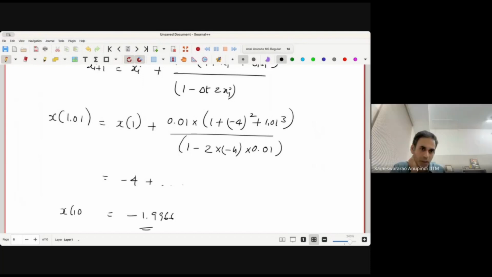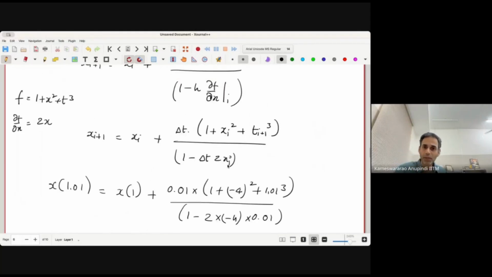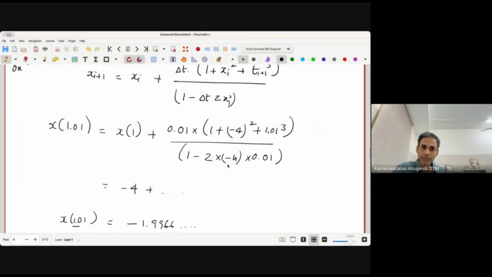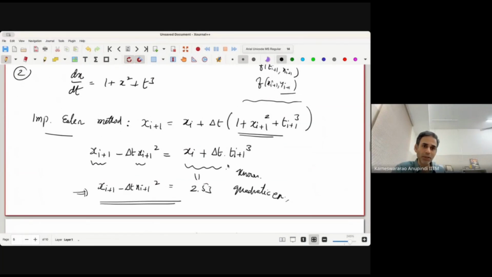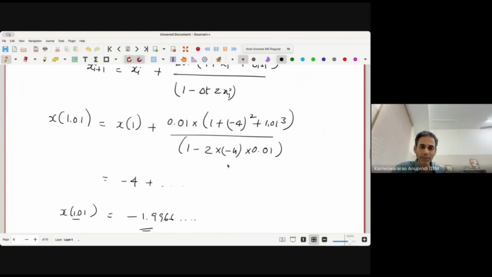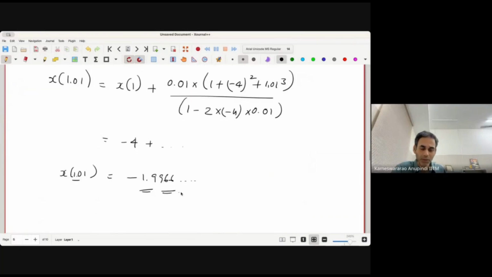So as you can see, already the answer is quite different from what we got from the previous value. Earlier we got minus 3 point something. This is almost half of that. You can see that there is a difference in the value. I think that is because of the stability of the implicit Euler method, maybe. We have to see which is correct. We will verify that later.